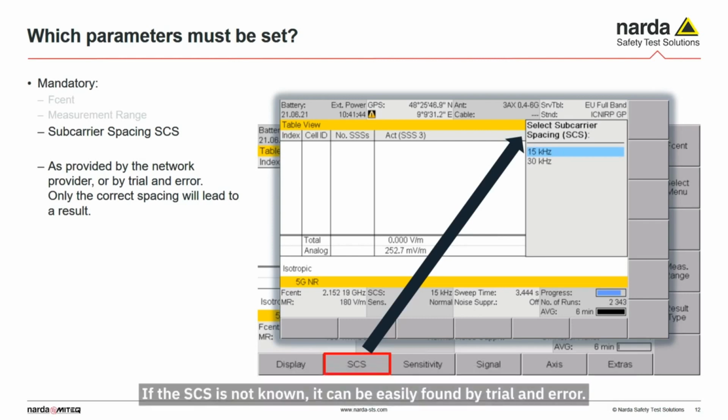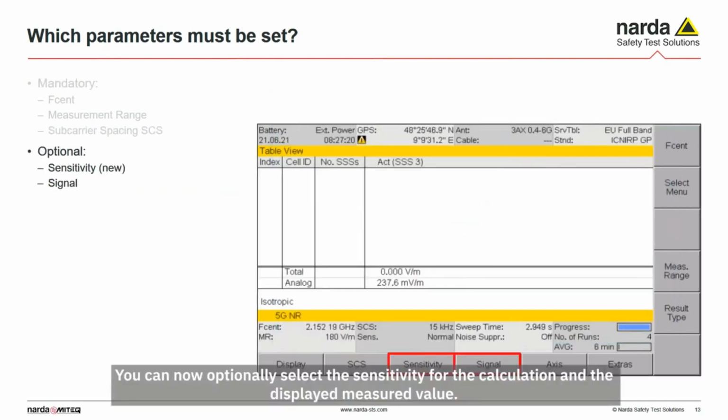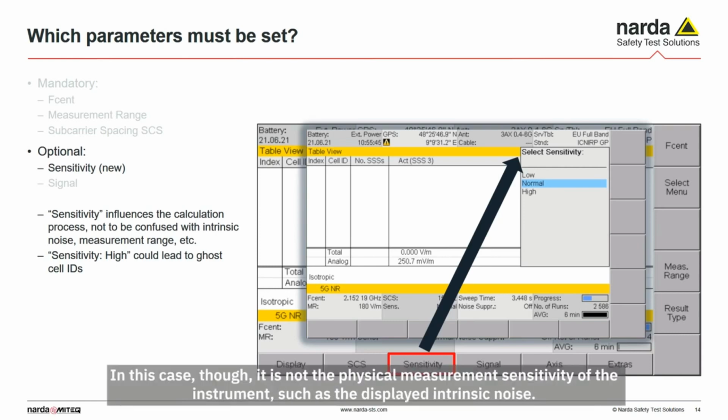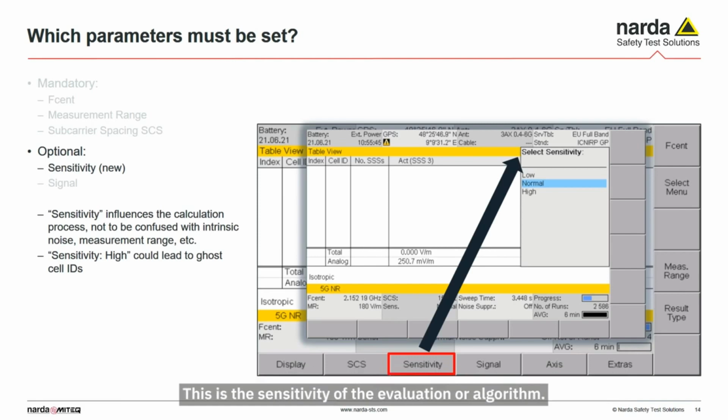If the SCS is not known, it can be easily found by trial and error. There will only be a measurement result when the value is set correctly. You can now optionally select the sensitivity for the calculation and the displayed measured value. Sensitivity can be set in 3 stages. In this case, though, it is not the physical measurement sensitivity of the instrument, such as the displayed intrinsic noise.